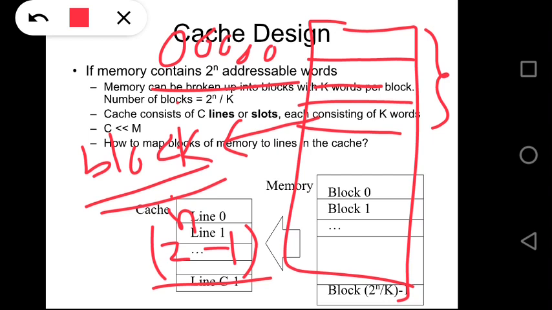So dividing the memory into pages is for managing or implementing a technique called virtual memory. But dividing the main memory into blocks is for faster execution and is to manage the cache memory. So the memory can be broken up into blocks with k words per block. This is important. I said you group some memory words and call it a block. How many memory words? K memory words.